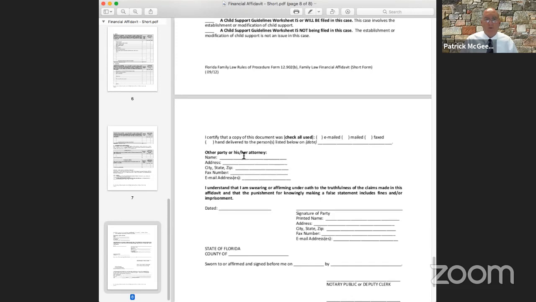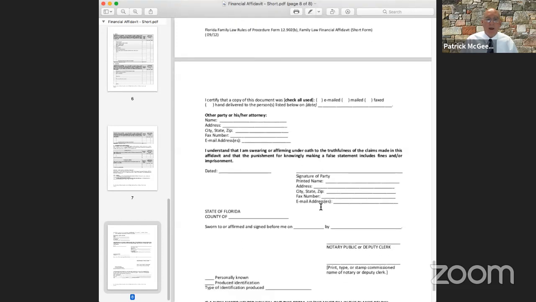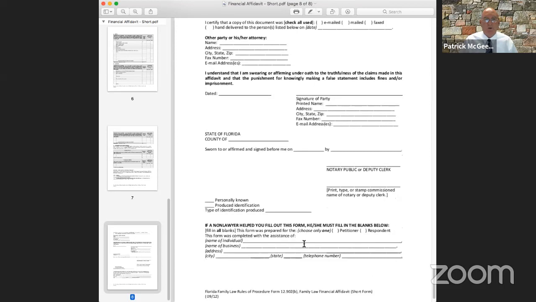If you're the wife, you're going to list the husband. If you're the husband, you're going to list the wife if they don't have lawyers. And then you're going to come down here and you're going to have this sworn. You have to swear the financial affidavits are true and correct. Don't get caught lying on the financial affidavit, because bad things will happen. So you have it dated, you have it signed, and you have it notarized by a notary.